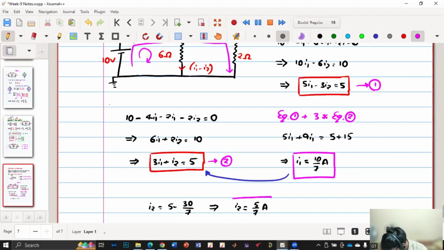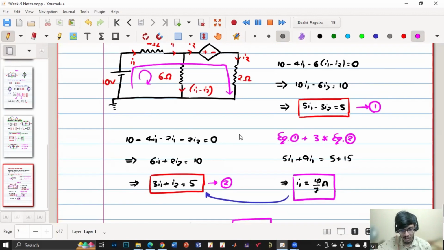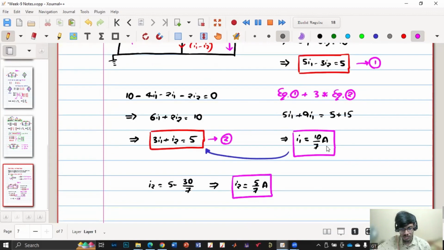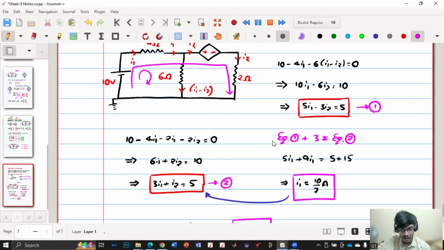Right? Did you understand? We are just getting two equations, applying KVL in the small loop and KVL in the larger loop. Using those two equations, we just found I1 and I2. Did you get it? Yes. Okay. So in this way, we'll solve for currents I1 and I2.